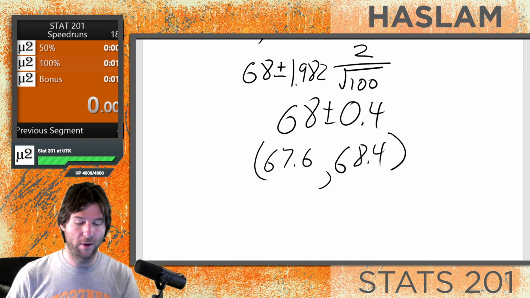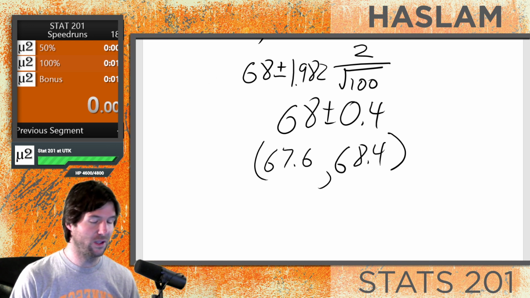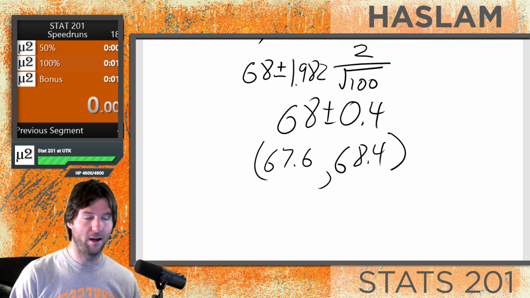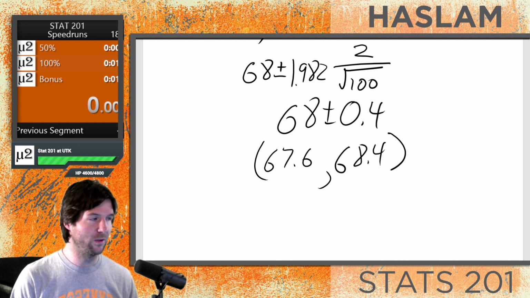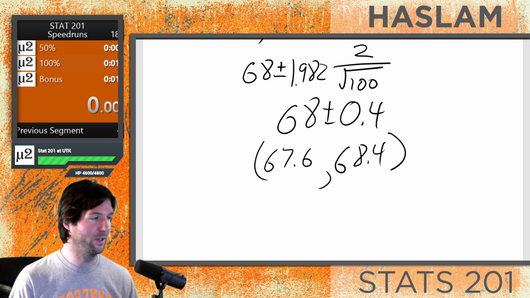So this is our interval right here, and if we were collecting the heights of students, I would say I am 95% confident the true mean height of students is contained in the interval 67.6 to 68.4. I am 95% confident that the true blank is contained in the interval blank to blank. I am 95% confident the true mean height of students is contained in the interval 67.6 inches to 68.4 inches. And that is how we do our intervals.